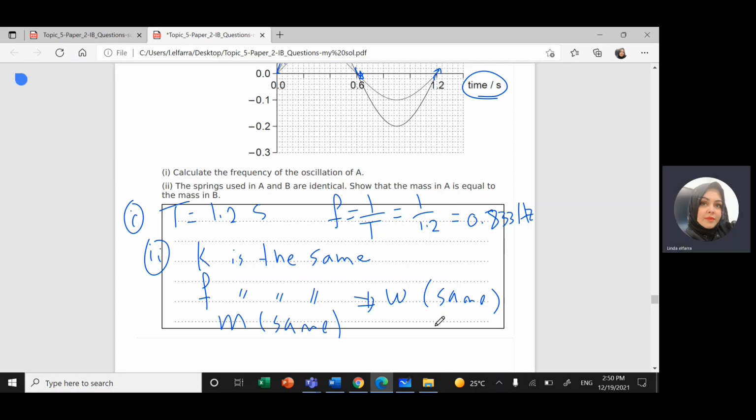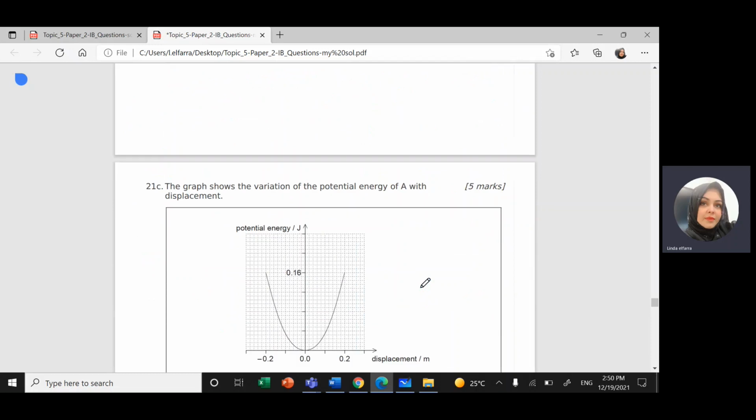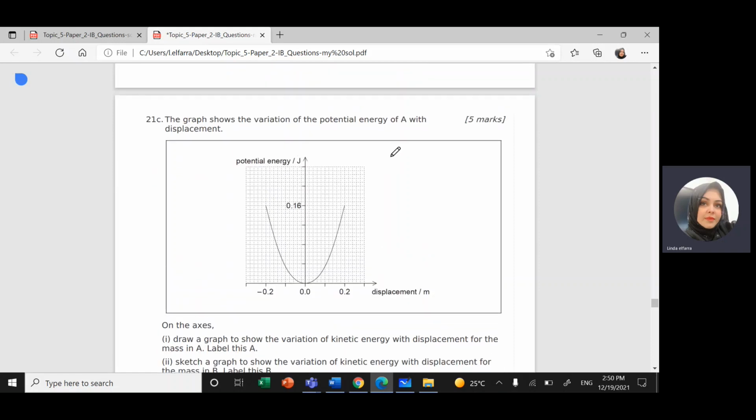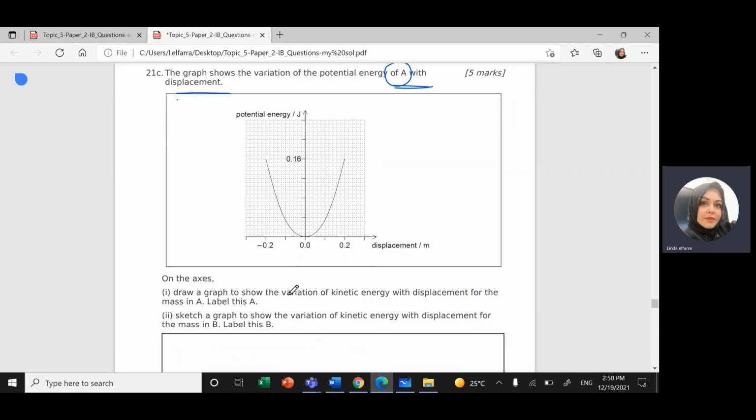Okay, now part C of the question. We have potential energy versus displacement, potential energy in joules and displacement in meters. Here the graph is only for mass M. Now draw on the graph to show the variation of kinetic energy with the displacement for the mass.